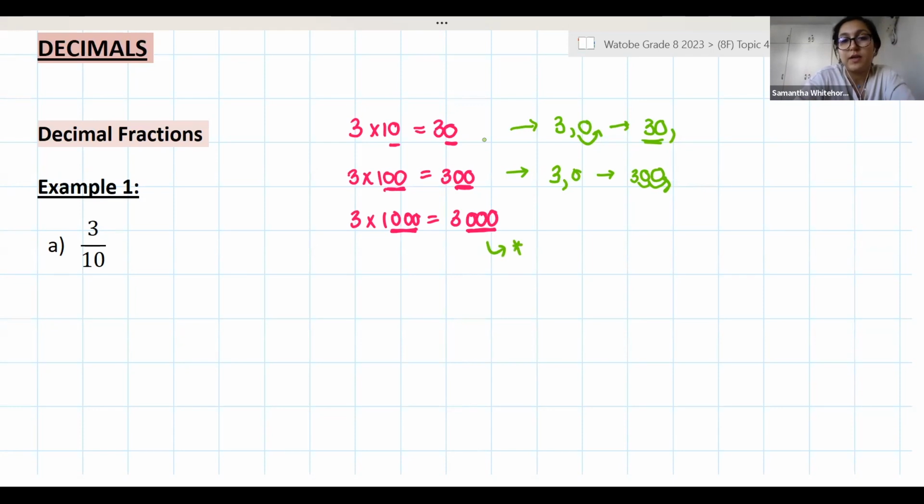So let's just make a note of that. When we times by 10, our decimal moves right.